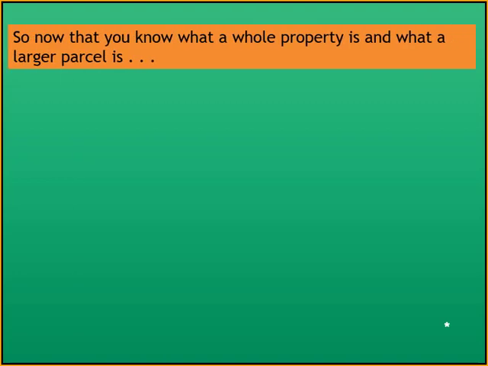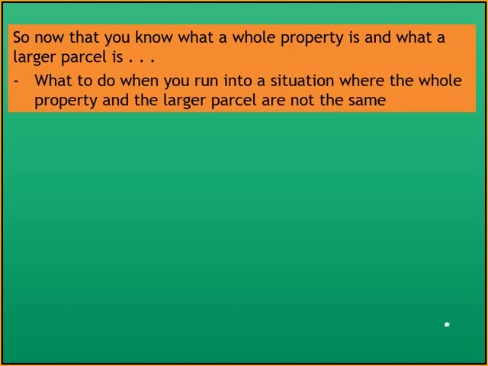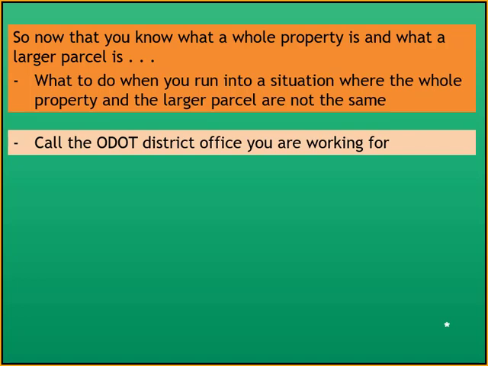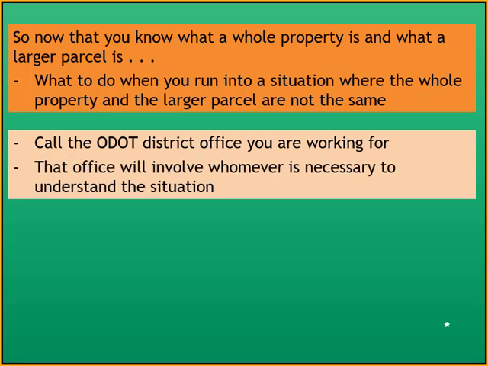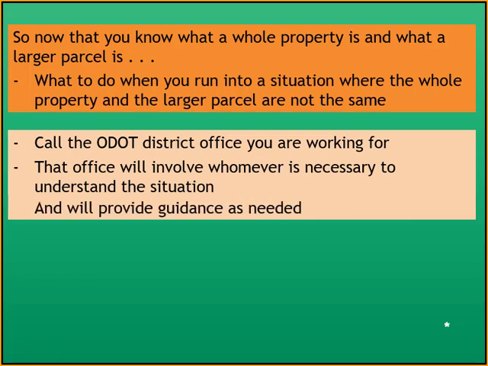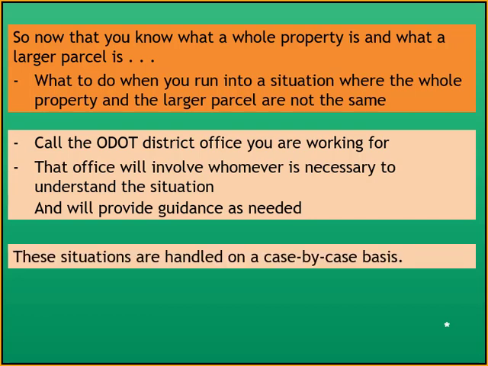So now that you know what a whole property is and what a larger parcel is, what do you do when you run into a situation where the whole property and the larger parcel are not the same? You call the ODOT district office you're working for. That office will involve whomever is necessary to understand the situation and will provide guidance as needed. These situations are handled on a case-by-case basis.